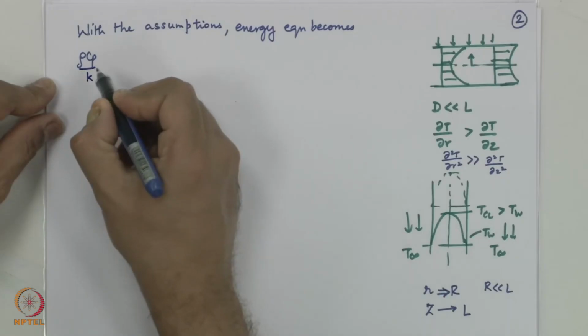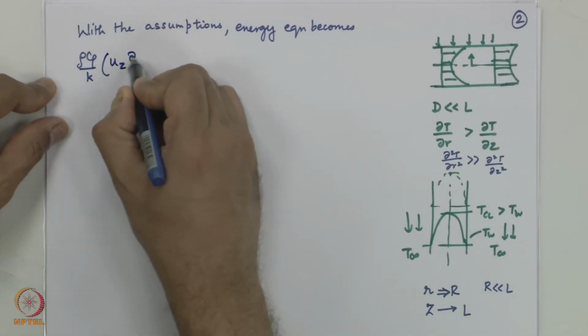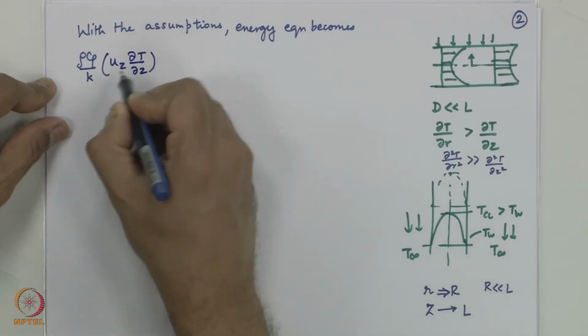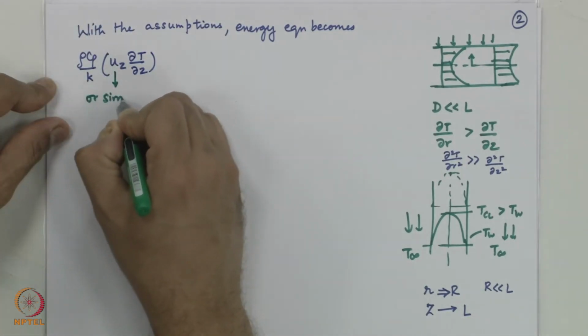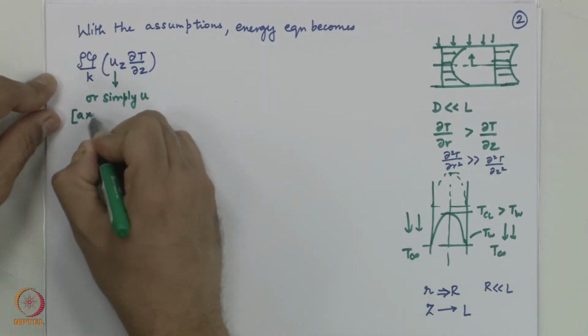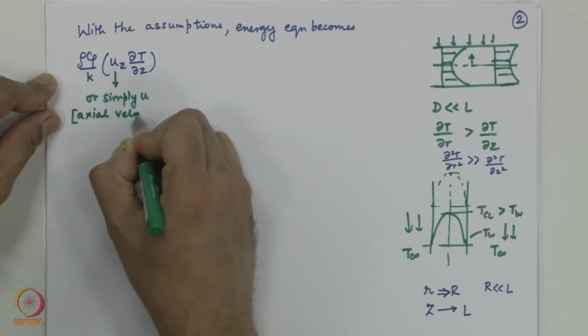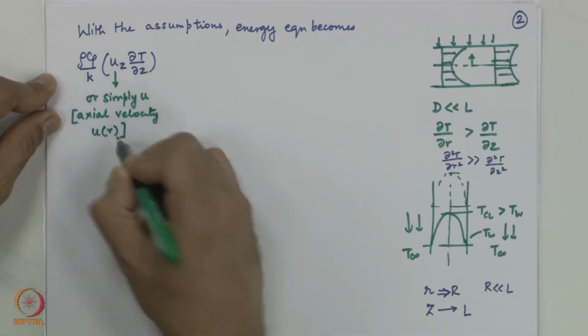So, the only term which is left on the left hand side, the advection term, happens to be, I will just bring the k down from the right hand side, rho Cp by k times u of z dT by dz. You can retain this as u of z or simply u, keeping in mind this is the axial velocity, and remember this is a function of r, pipe flow, right.